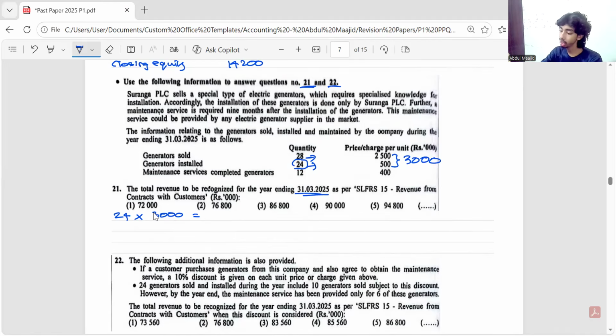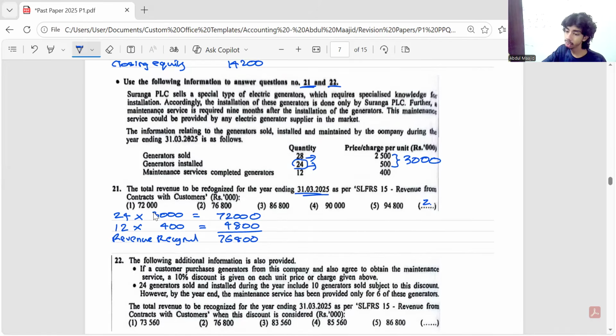And how much can you recognize income from the generators installed? 72,000. Then maintenance service 12 are provided for 400 each. That will be 400 into 12, 4,800. Then revenue recognized will be 76,800. Answer number 2.